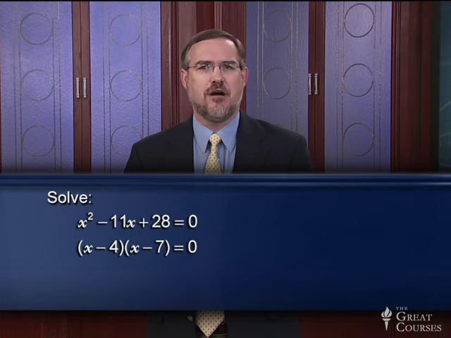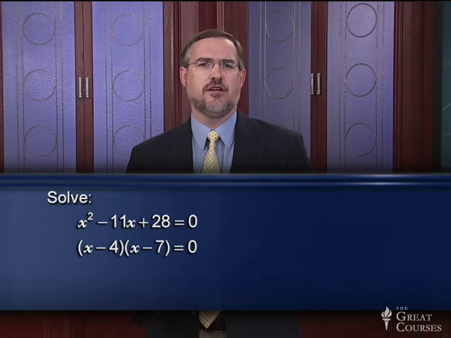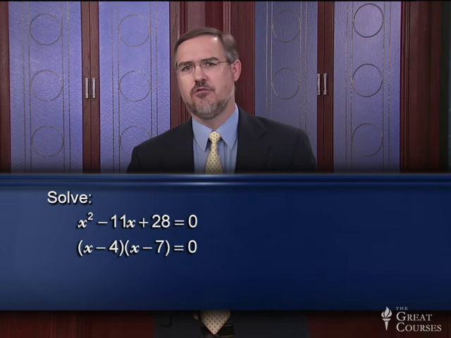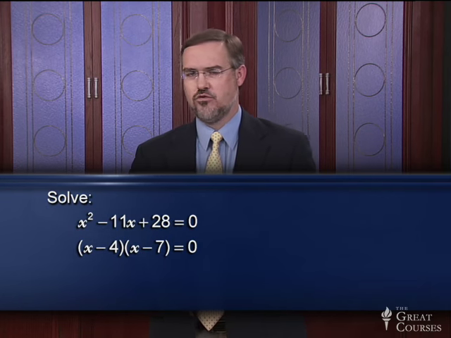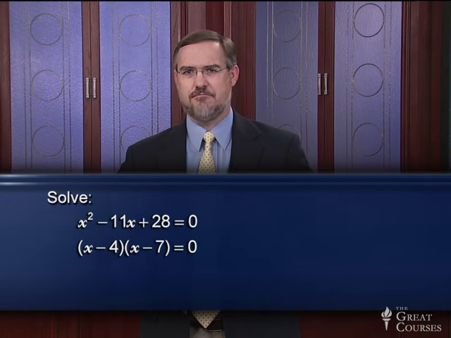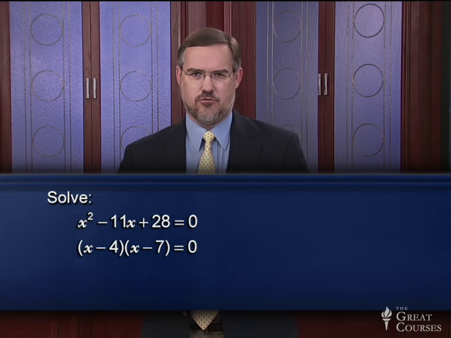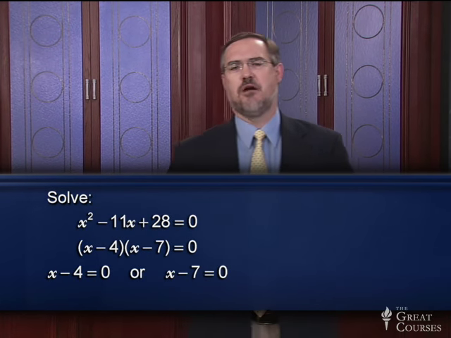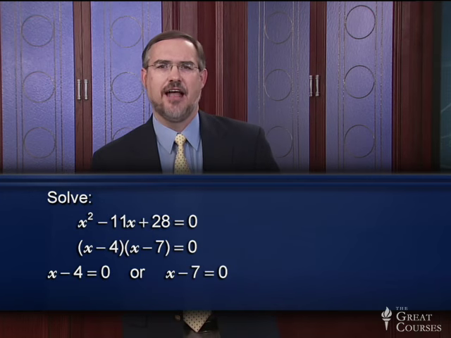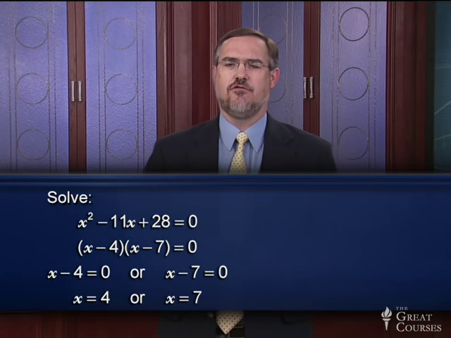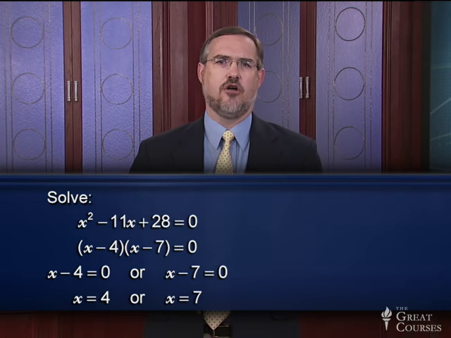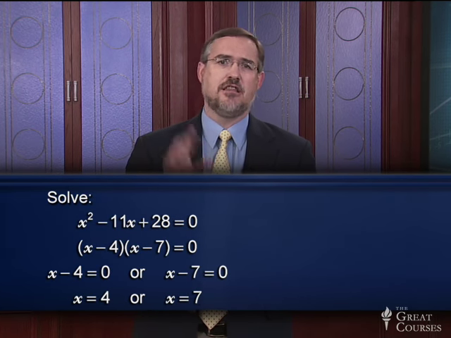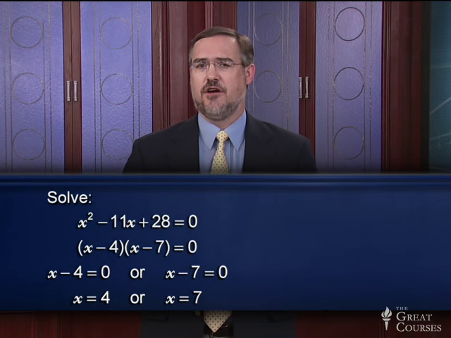And now it means that my original equation can be rewritten as x minus 4 times x minus 7 equals 0. We then know from the rules we've seen in the past that we can split that product into two equations and write them as x minus 4 equals 0 or x minus 7 equals 0. And that simply means that x equals 4 and x equals 7 are my solutions. And I'm done. I could check those answers by plugging them back into the original equation if I wanted.